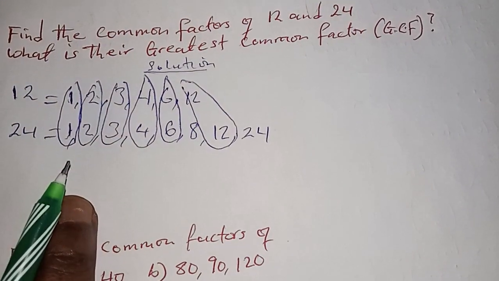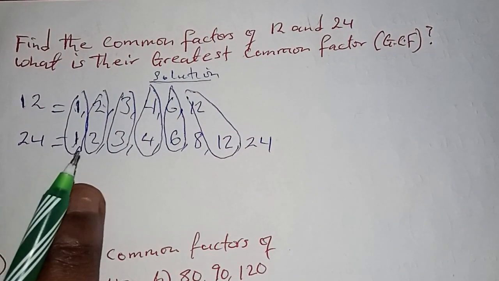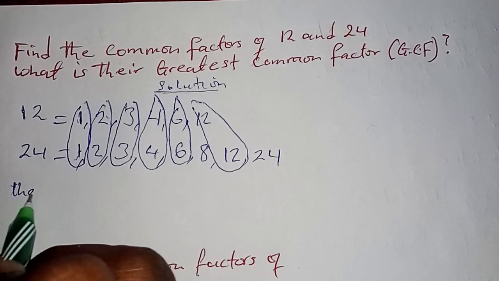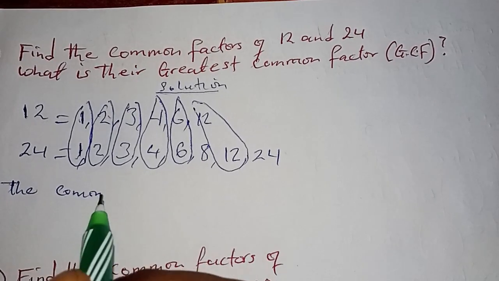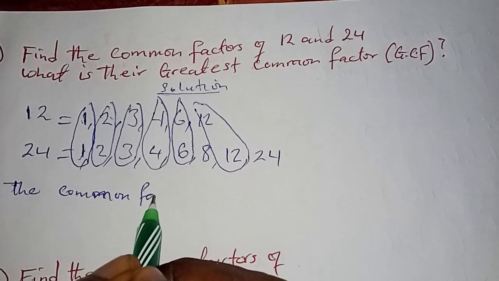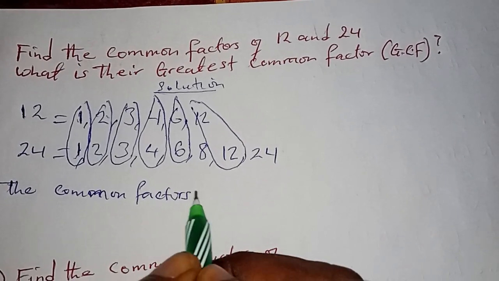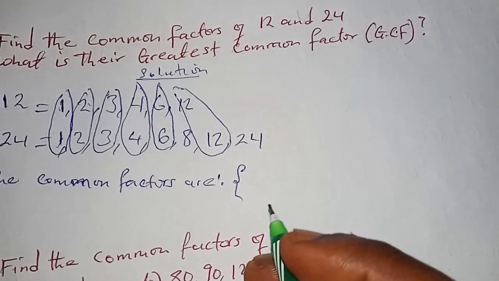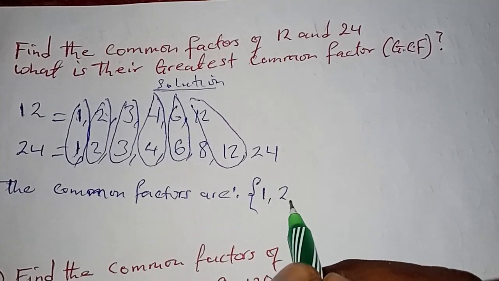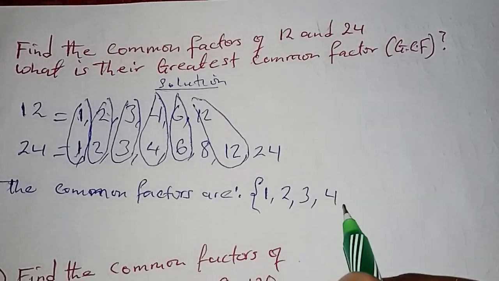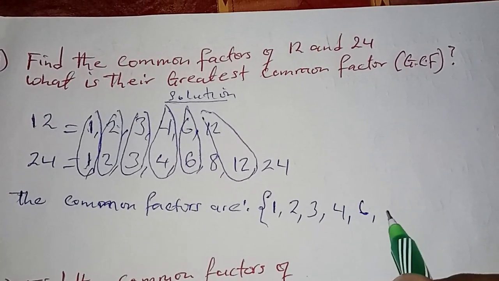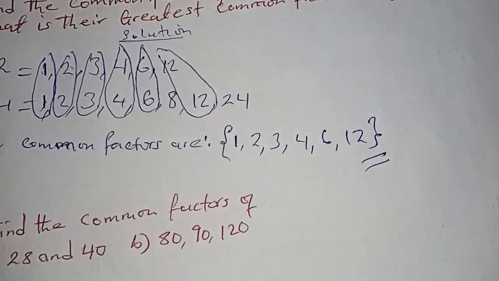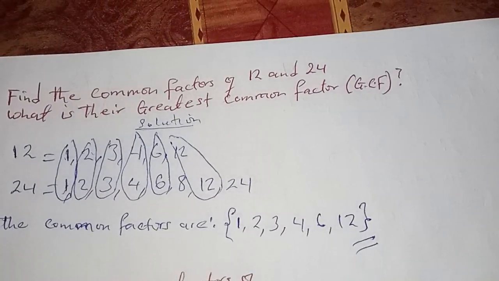So these are the factors that both numbers have in common. Let's list them. The common factors are 1, 2, 3, 4, 6, and 12. So these are the common factors that the question was asking you. Now we can do the next part of the same question.